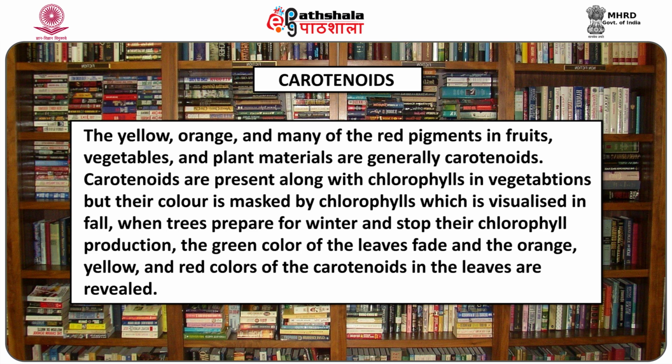masked by chlorophyll, which is visualized in fall, where trees prepare for winter and stop their chlorophyll production. The green color of leaves fades, and the orange, yellow and red color of carotenoids in the leaves are revealed. Plants produce carotenoids to protect their stems and leaves from photoshock of the sun.